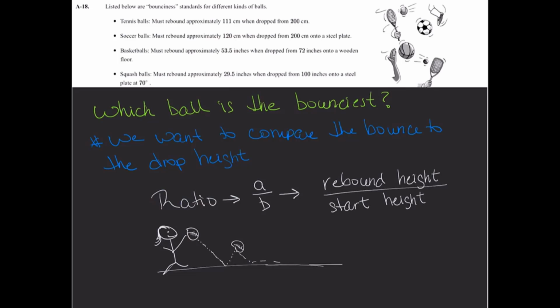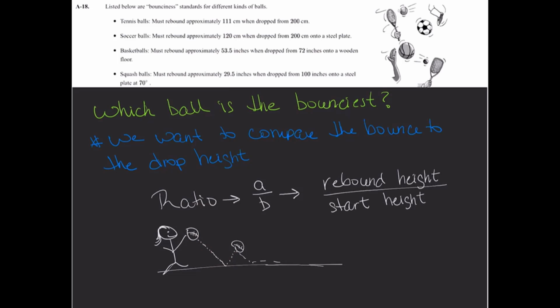So this would be our original height, or our start height, and this is our rebound height. We want to know, compared to that original height, how much it rebounded. And that's how we're getting our ratio.